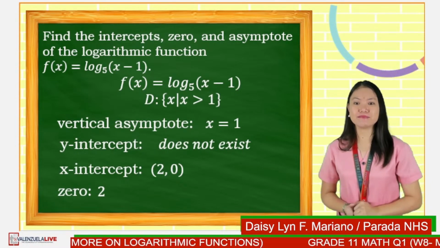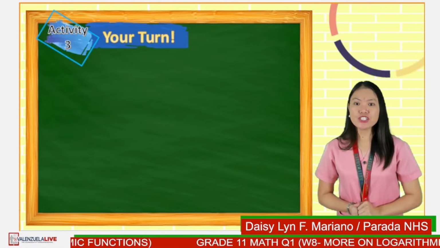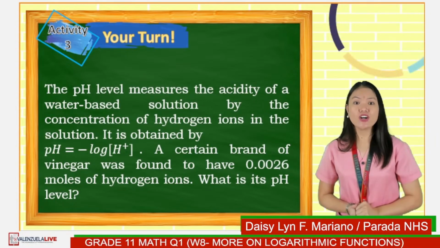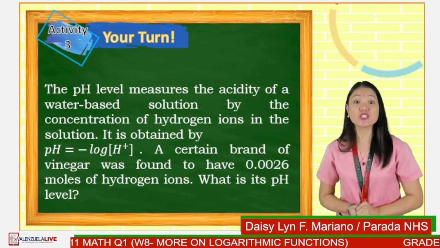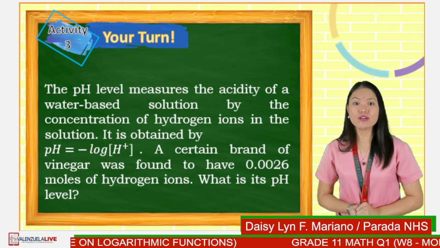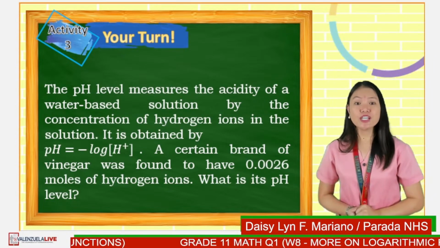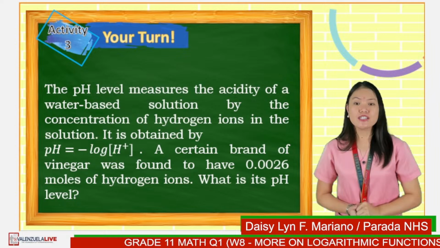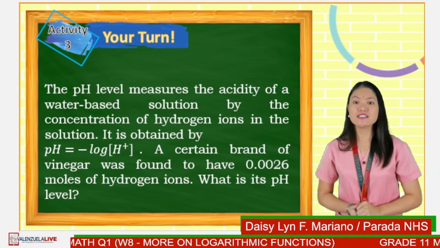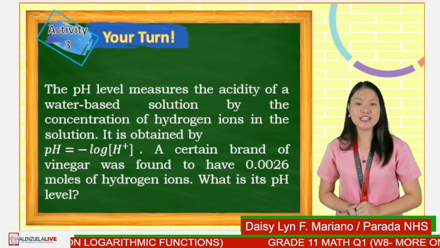That is great. For our second and last problem, the pH level measures the acidity of a water-based solution by the concentration of hydrogen ions in the solution. It is obtained by pH = -log of the concentration of hydrogen ions. A certain brand of vinegar was found to have 0.0026 moles of hydrogen ions. What is its pH level? It's your turn, grade 11. One minute, go.